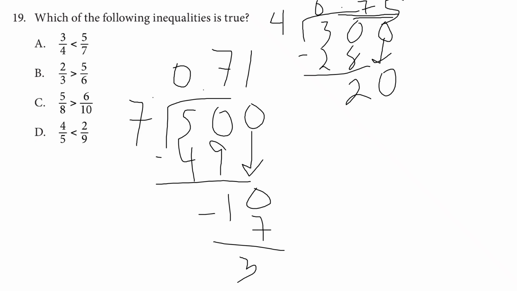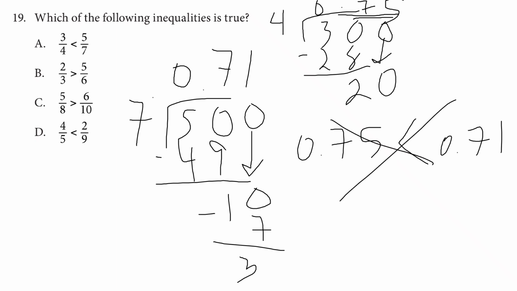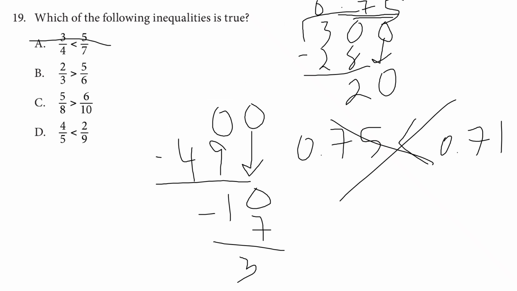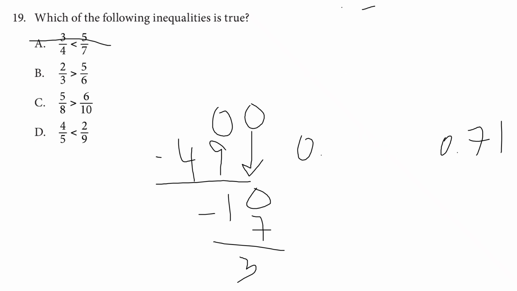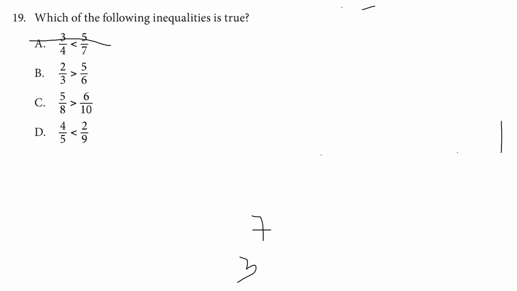So it's saying that 0.75 is less than 0.71. That is not correct. So we can X that out. All right, next we're going to do 2/3 is greater than 5/6.